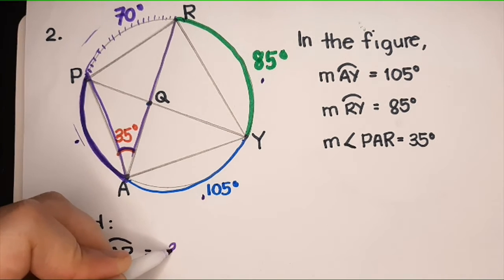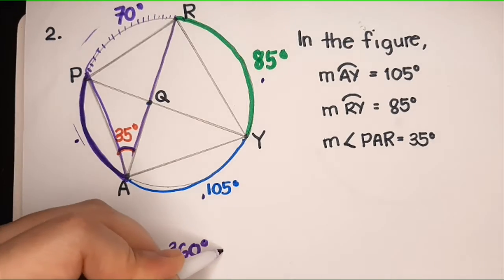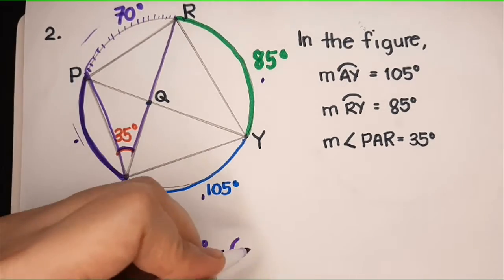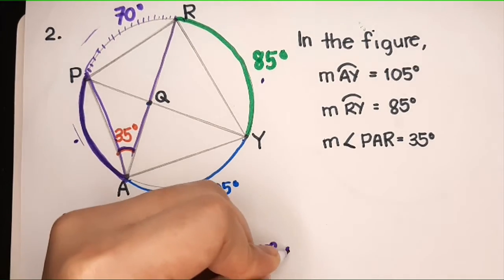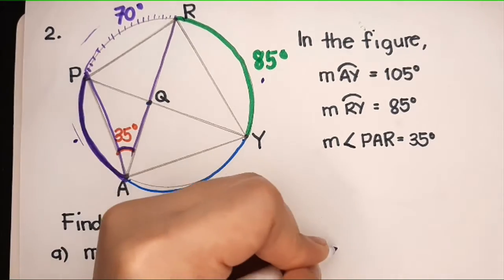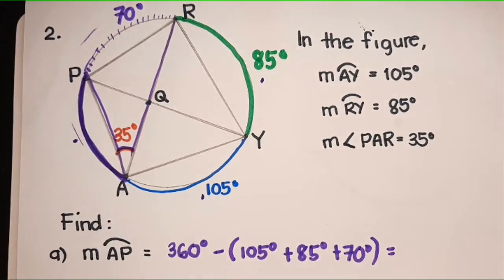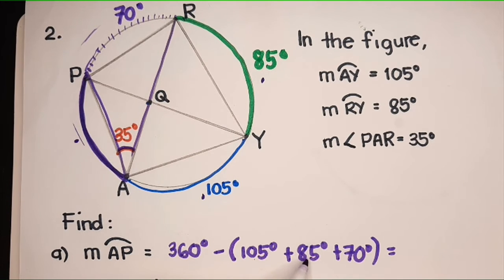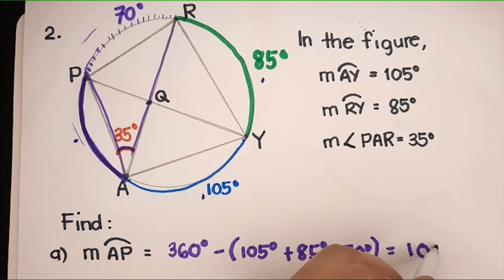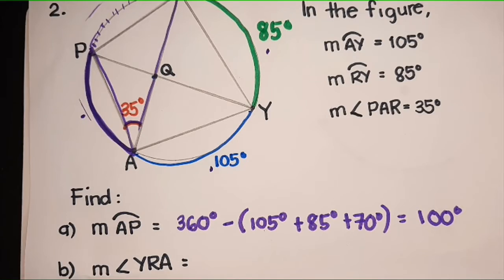So that is 360 degrees minus nung mga given angle measures. So that's 105 degrees plus 85 degrees plus 70 degrees. Okay? Can you do the math, please? What is the answer? Okay, 105 plus 85, it's 190, plus 70, it's 260. What is 360 degrees minus 260? You'll have 100 degrees.